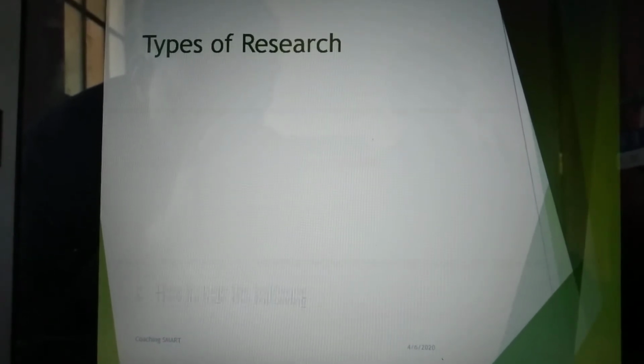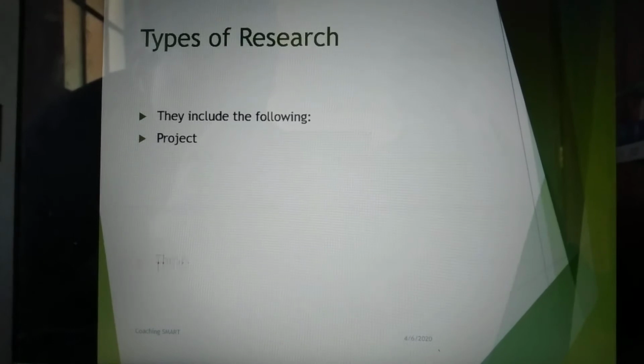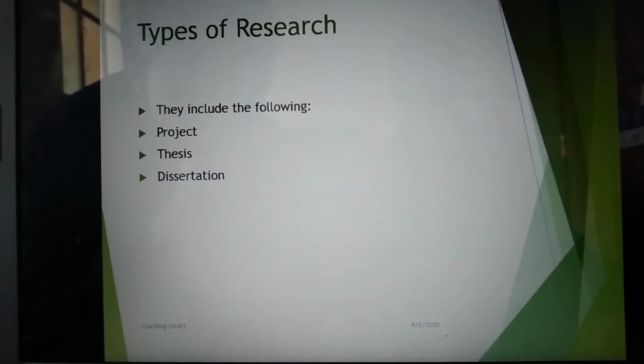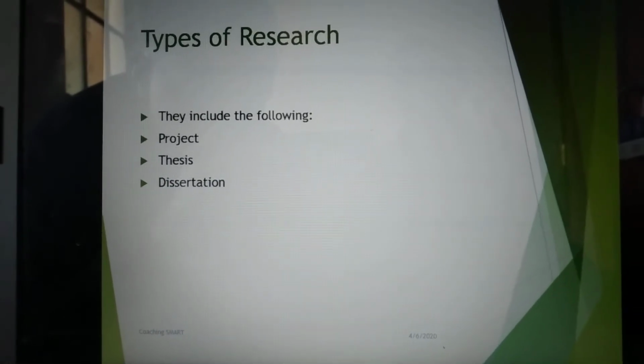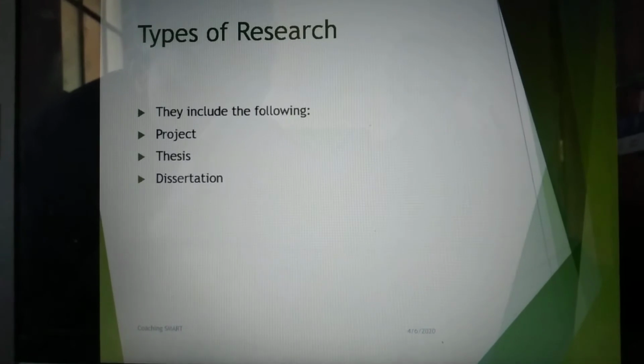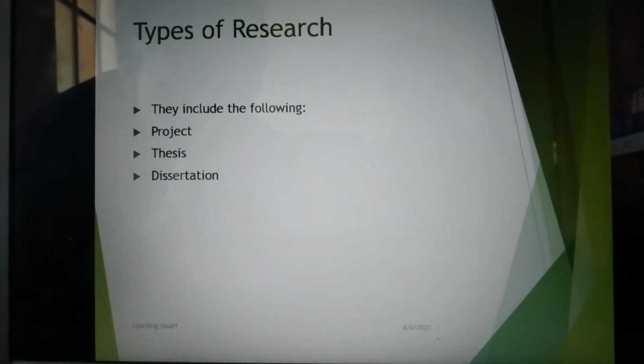Types of research. They include the following: 1, project; 2, thesis; 3, dissertation. So these are the types of research. So anytime you're dealing with research, you must identify, are you dealing with a project or thesis or dissertation?